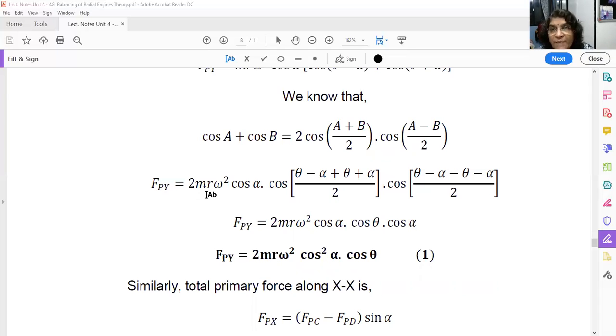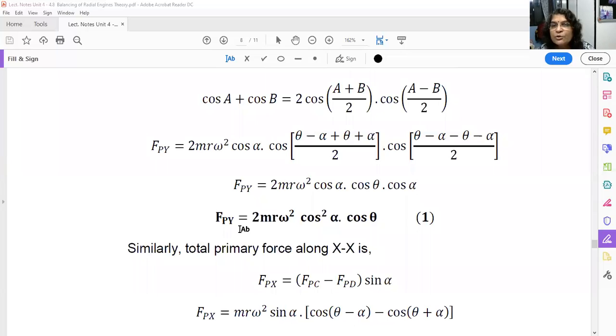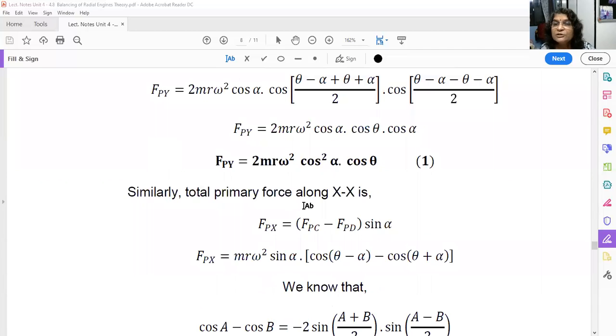So these two, mr omega square, will be as it is. Then this cos alpha will be as it is, and this will give you cos theta, this will give you cos alpha. Okay, so cos alpha into cos alpha, it will be cos square alpha. So Fpy is equal to 2 mr omega square cos square alpha into cos theta. Call it equation 1.